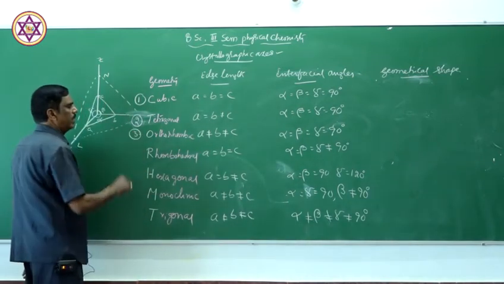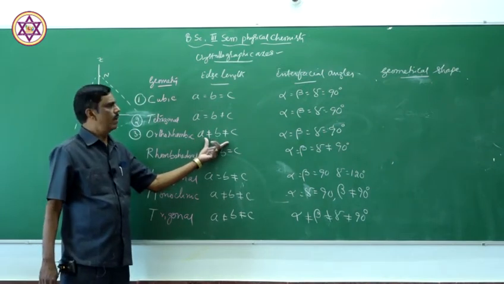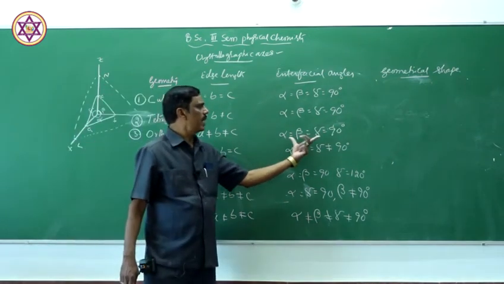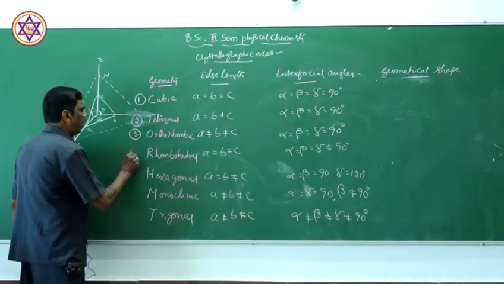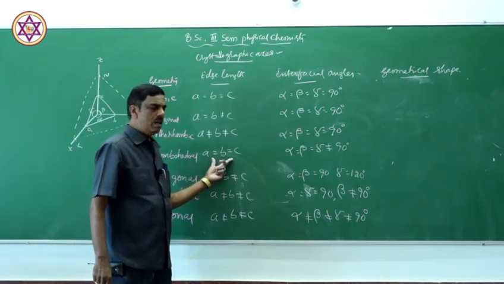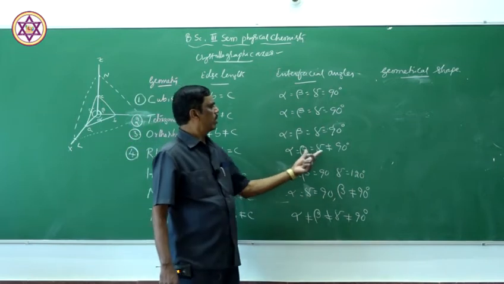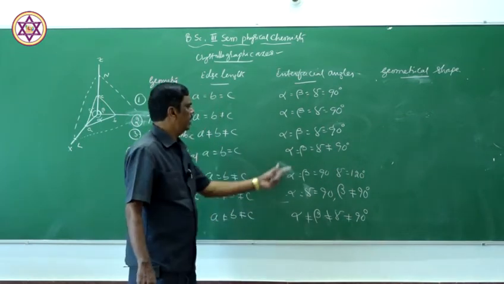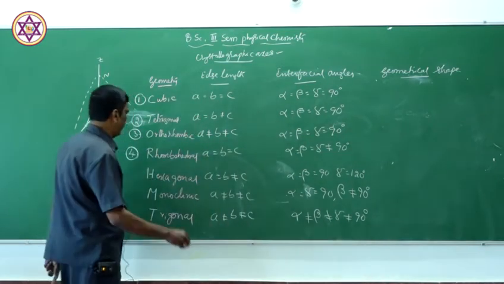Orthorhombic geometry. In this geometrical shape, all the edge lengths are unequal, whereas all the interfacial angles are equal. Similarly, come to rhombohedral. In this rhombohedral shape, edge lengths are equal, but interfacial angles, 2 of them are equal, but the third one is not 90. So, I mean all of them are not equal to 90.